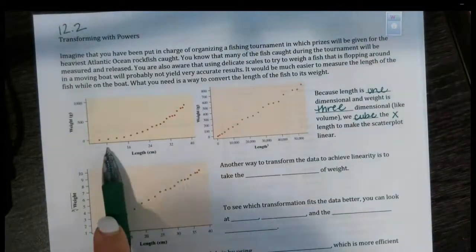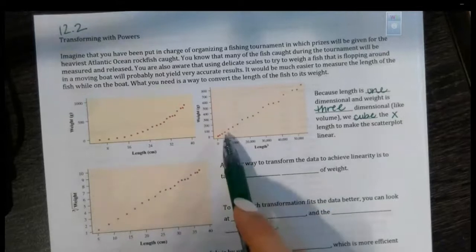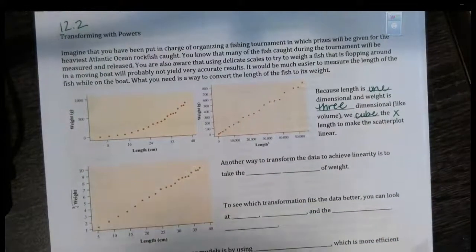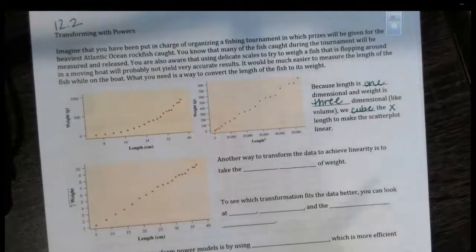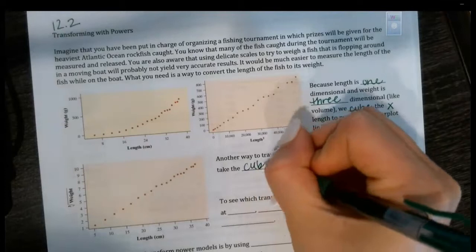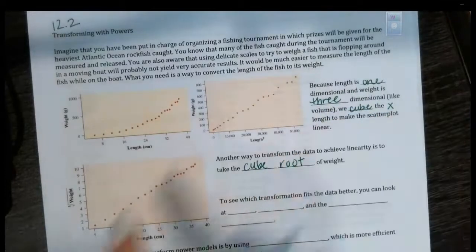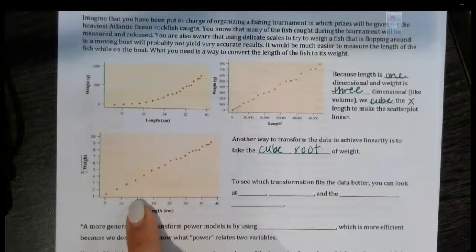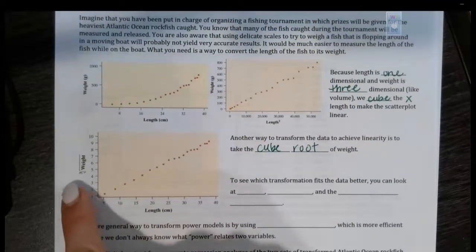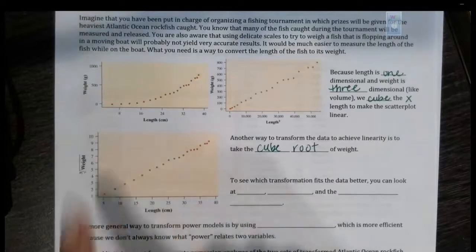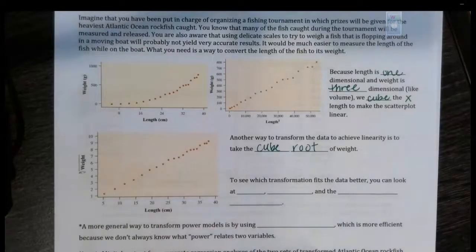Instead of 8, 8 cubed would give you a point over here, and so on and so forth. Another way that you can transform the data to achieve linearity is to take the cube root of y, and it looks very similar. It's not the exact same just because of rounding, but you can take length versus the cube root of weight, and that would also appear very linear.